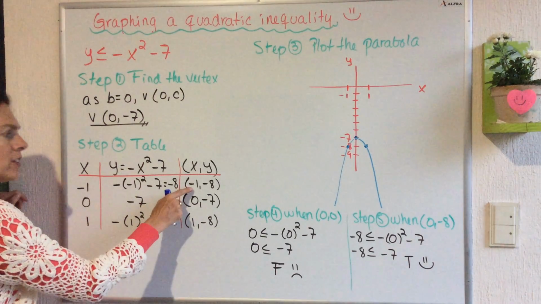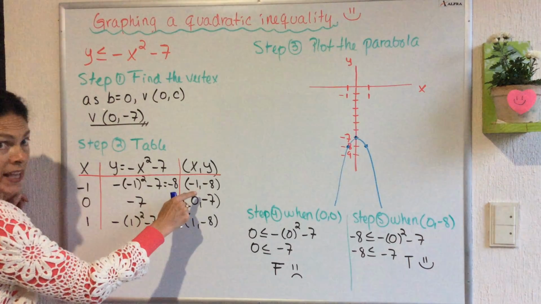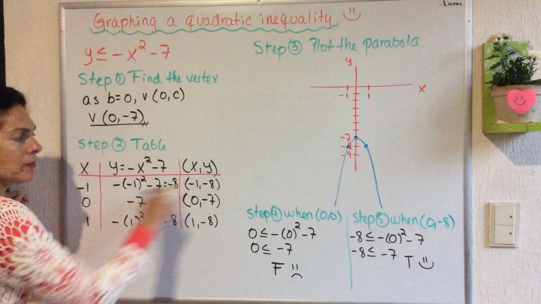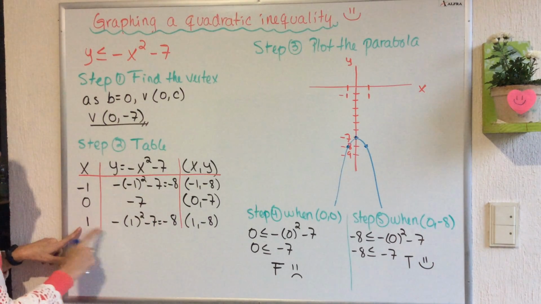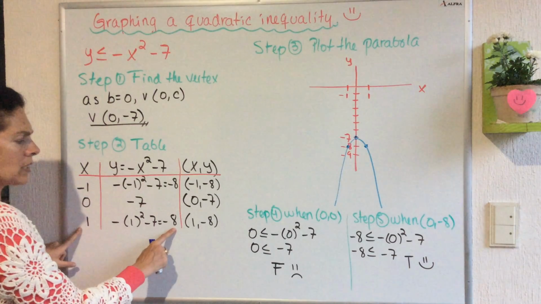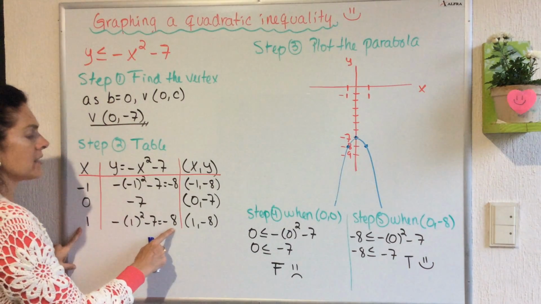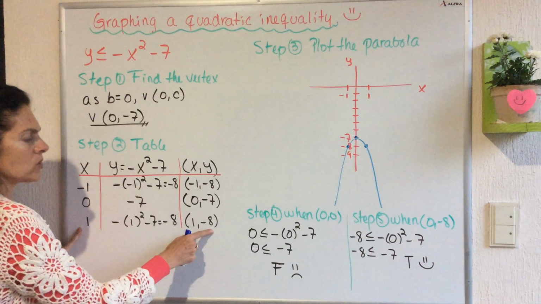So the point here is minus 1 in x, minus 8 in y. Then the other point, when x equals 1, we substitute in the equation and we get minus 8 again. So we have 1, minus 8.